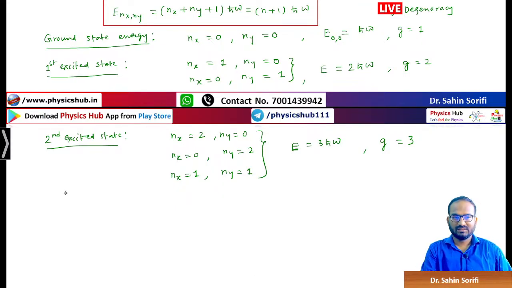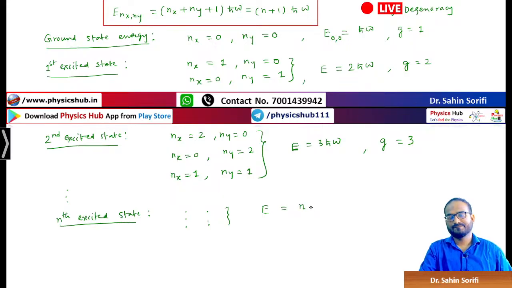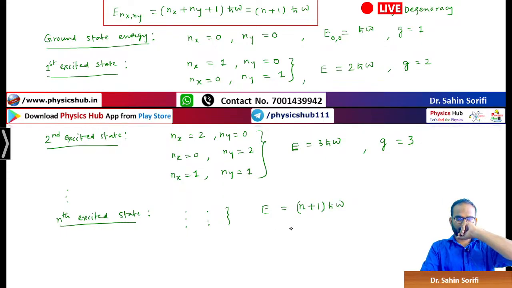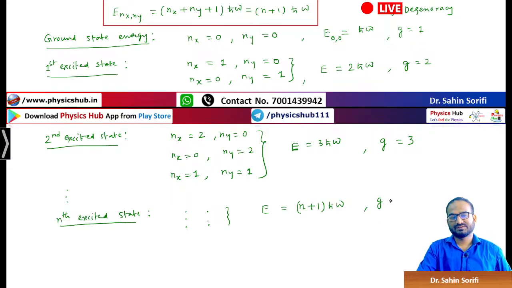But you see a pattern. If you go to the nth excited state, a lot of choices of Nx and Ny will produce the energy E equals (N plus 1)ħω, with degeneracy G equals, you see how much? N plus 1. Here you can see ground state G equals 1. First excited state G equals 2. Second excited state G equals 3. So you see 1 unit is more. So for the nth excited state, you can expect that the degeneracy will be N plus 1.